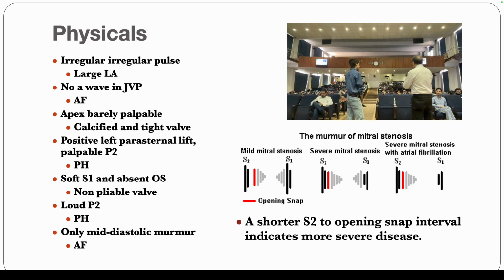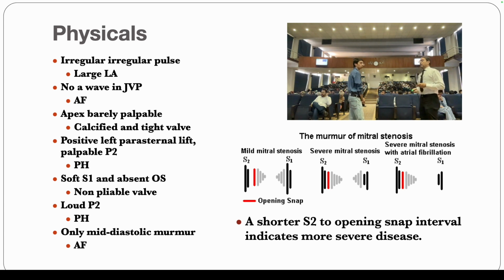So when this opening snap comes, there's a time between the second heart sound and the opening snap. When the MS becomes tight, it means the pressure in the left atrium becomes more. The left atrium will have a higher pressure than normal. It means the valve will open very quickly, very shortly after the second heart sound. So the opening snap will come closer to the second heart sound. If the opening snap is closer to the second heart sound, this means this is a tight mitral valve.